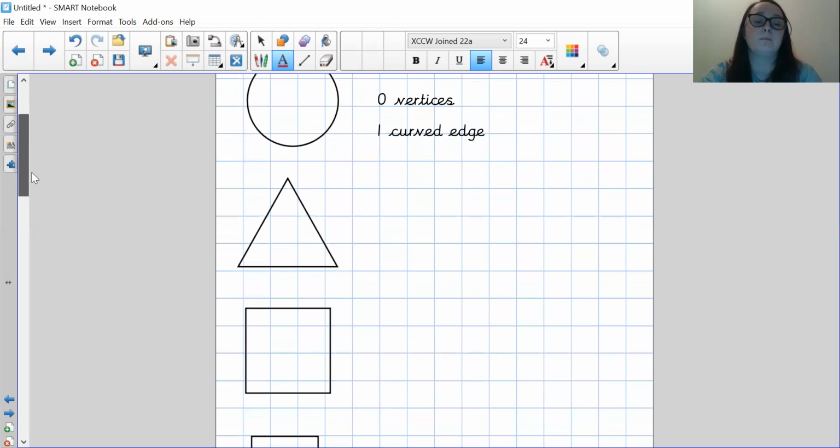Now, the next one. And I'll do this one and then we'll just talk about the other shapes. So this is a triangle. So I'll type in triangle here. Oh, it's not got a capital letter, misdone. So I've got a triangle.